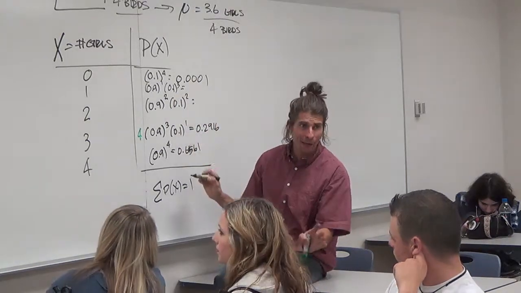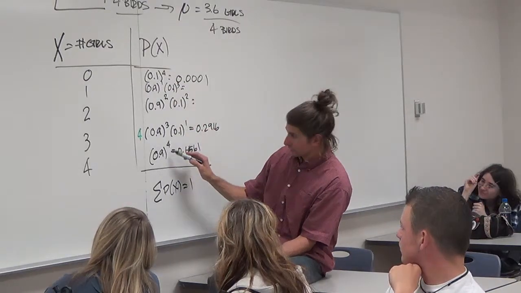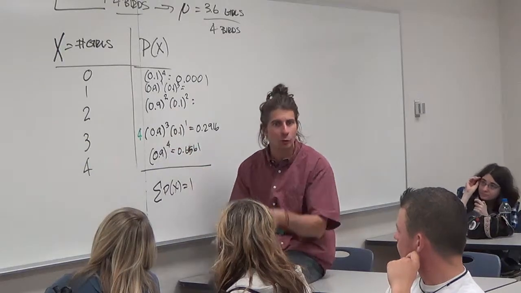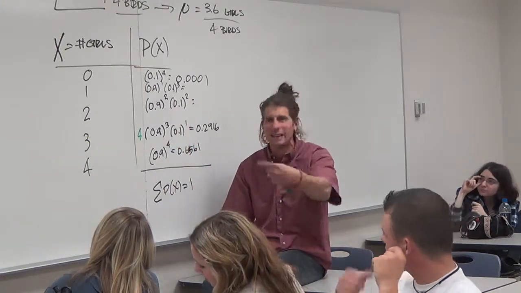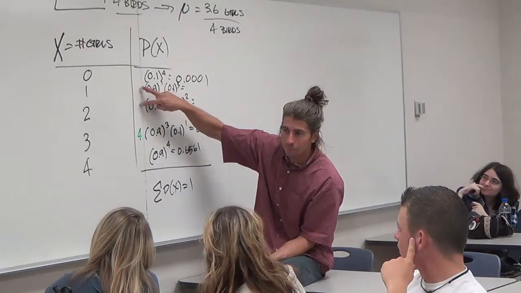Right, and you're seeing a pattern again. The 0.1s are going down by 1 each time. It's 0 power down here. And the 0.9s are coming up by 1 each time. And that should make sense. You're increasing the number of girls by 1 each time. Now the only question is, what has to go here?